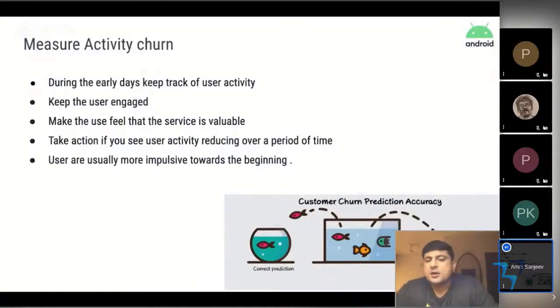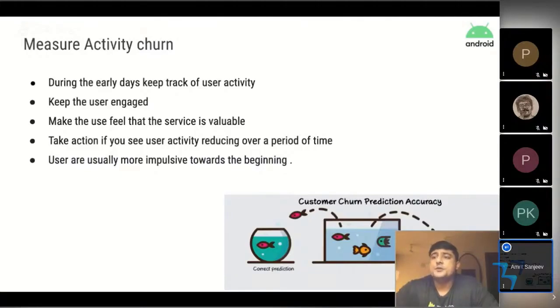One is, during the early days of your app, when the user is onboarding, really look closely at the user's activity. Make sure that your user is engaged with the app a lot, because during the first 30 days, users are more impulsive about unsubscribing, so they might just unsubscribe really quickly. Keep the user engaged, make the user feel that the service is valuable. So take steps to actually ensure the user feels that way.